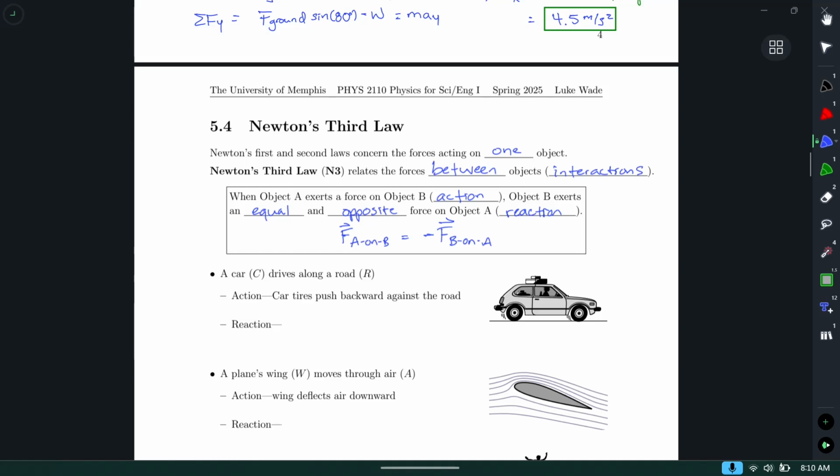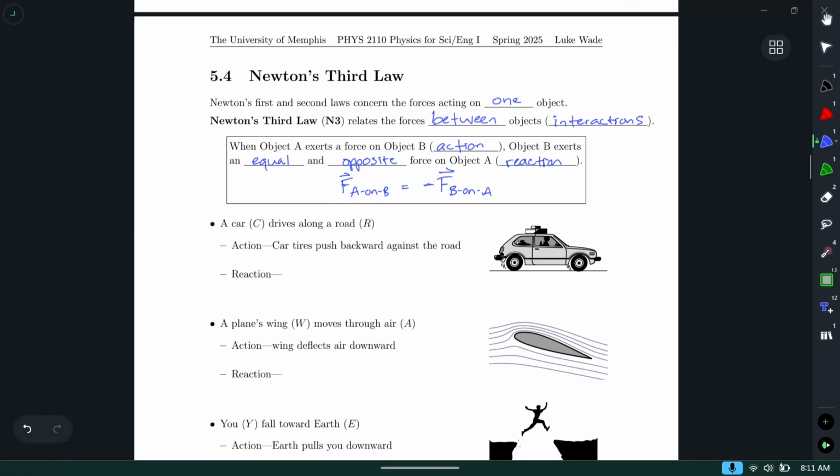The reason I don't like the action and reaction phrasing is because it makes it sound like the reaction comes later. That's what reaction usually means to us. But action and reaction happen at the exact same time. There is no cause and effect for this. It is just when one happens, the other always happens at the exact same time. So I kind of say just force A exerts on B is negative to force B exerts on A. There is no cause and effect.